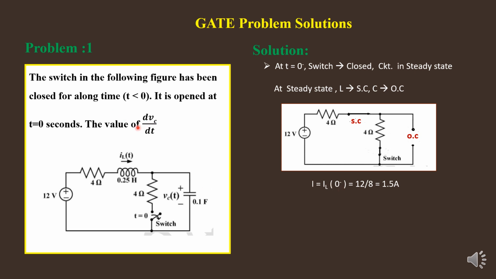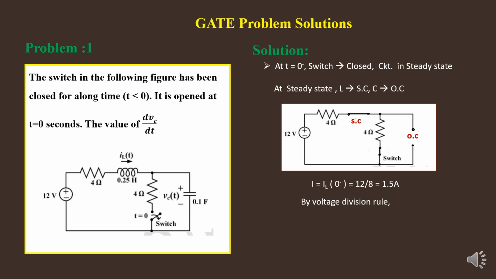Now what they asked is dVc by dt, with respect to the voltage across the capacitor. So now let me find the voltage across the capacitor at the initial condition. The capacitor is connected here only. The voltage across the capacitor at the initial condition can be represented as Vc of 0 minus, and by the voltage division rule we can find it out. What is the voltage division rule? The voltage for the respective resistor equals the total voltage into that resistance by the total resistance. So by the voltage division rule, now we are going to find Vc of 0 minus.